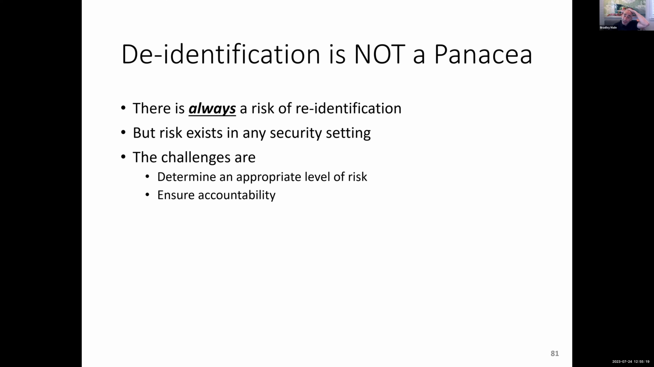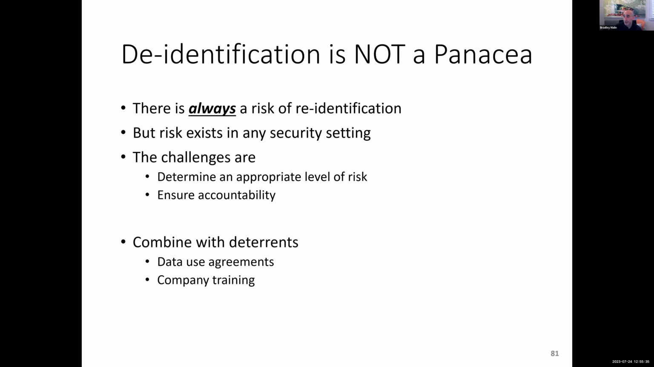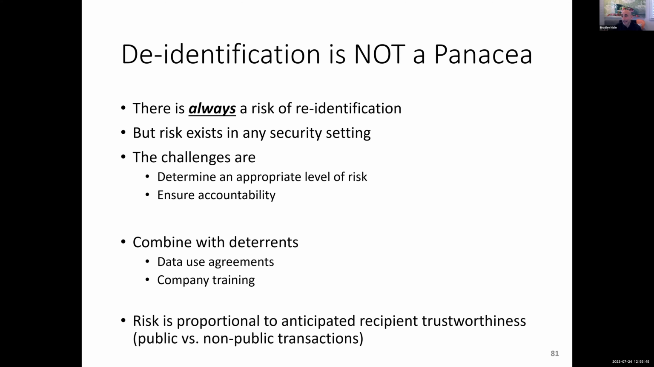And in that respect, I will admit I'm not a big believer in public use data sets. I think that there needs to be some level of accountability. Otherwise you end up in a situation in which you just assume that everybody's going to exploit the data all the time. So there should be some degree of deterrence. I think data use agreements are a good thing. I think if you're going to do this with respect to a company, there's got to be some level of company training. Again, this notion of risk, it's just proportional to the amount of trustworthiness that you have in the system. So public systems are very different than non-public systems.